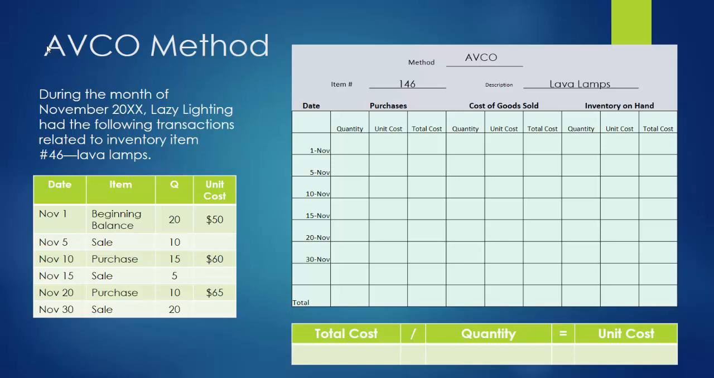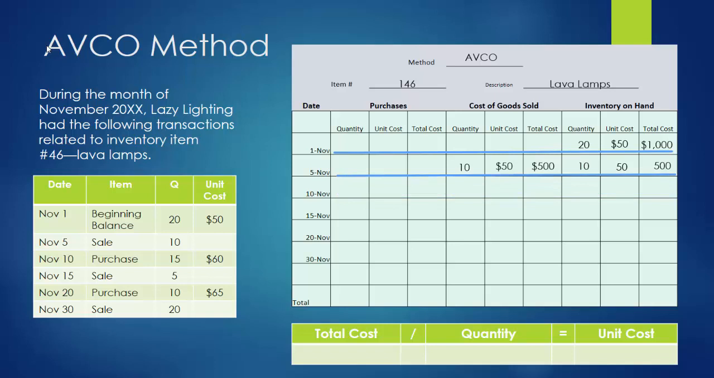We're still going to have a beginning balance reported in our inventory on hand section of 20 units with a $50 unit cost for a total cost of $1,000. On November 5th, when we make a sale, we're going to sell 10 units, and we're going to sell them at the last known unit cost that we had. Well, that's $50, which means the total COGS that we're going to record on this sale is $500. What do we have left? We have 10 units. Their unit cost is $50 for a total cost basis of our lava lamps of $500.